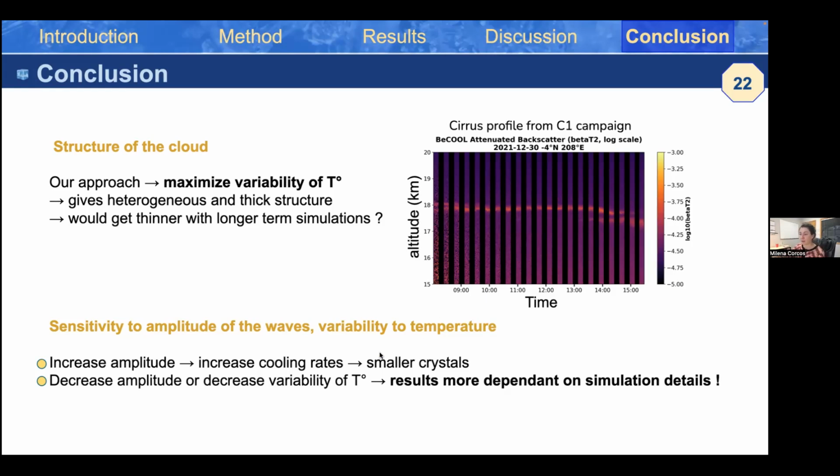And finally, we looked at the sensitivity of our results to the wave's amplitude. And as we saw, increasing the amplitude was increasing the ice production. But when we were decreasing the amplitude, the results were more sensitive to the simulation details.